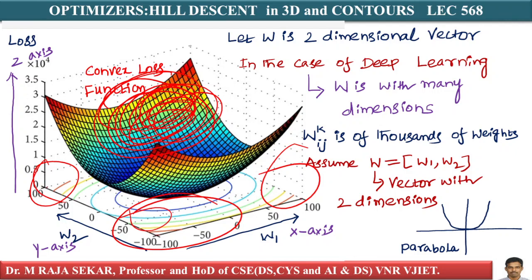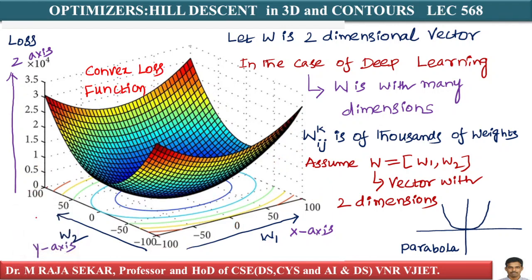Suppose, as we are saying, this is a convex function. If you take any two arbitrary points in this region, this point and this point, and join them with a line, all the points on this line are in the same region, isn't it? They are in the same region. This is an example of a convex loss function.